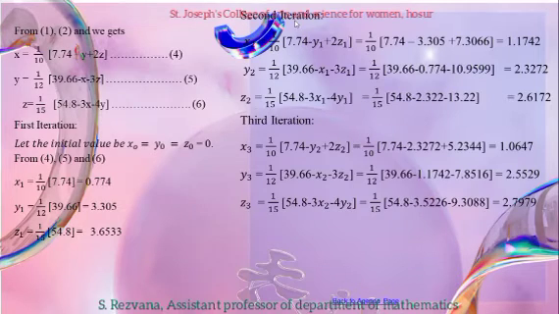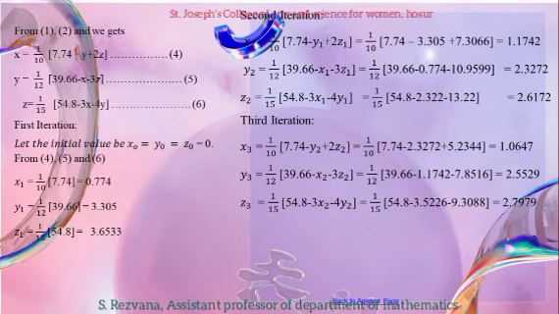So I'm getting the iteration values. Here I have the x, y, and z values. Using that, I can get the x2, y2, and z2 values. x2 is 1 by 10 into 7.74 minus y1 minus z1, where the y1 value and the z1 value are over here. Applying the values, I'll get the result as 1.1742. The y2 value can be obtained from the values of x and z, so I'll get 2.3272, and the z2 value can be obtained using x and y, which is 2.6172.